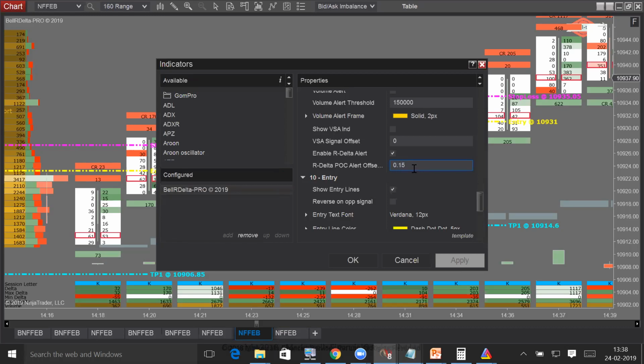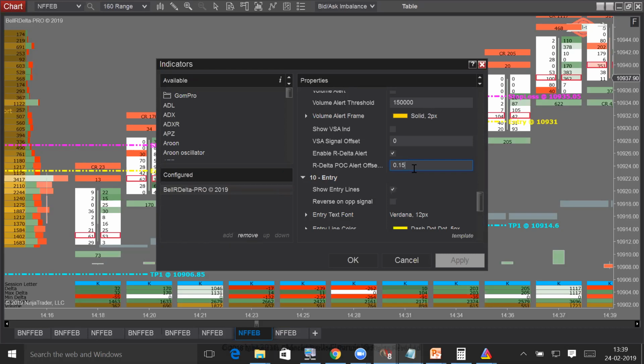As of now, it is set by default at 0.15. It is in terms of percentage. So that means when the R delta short is generated, it will look for where the VWAP level is. If the VWAP level distance is 0.15% from the R delta signal, then it will consider it. Or if it is happening very close to that VWAP level, it will tend to ignore that level.